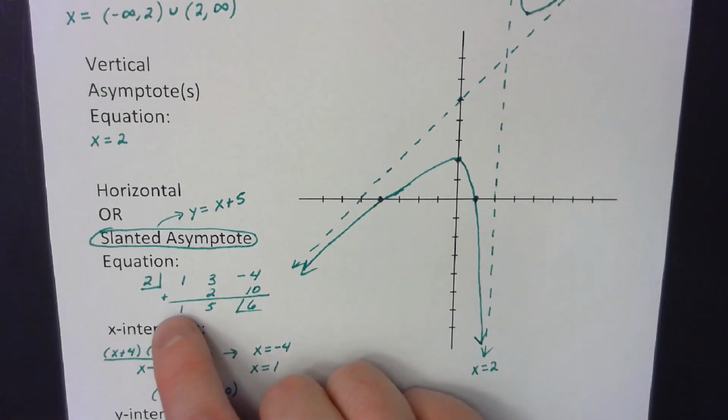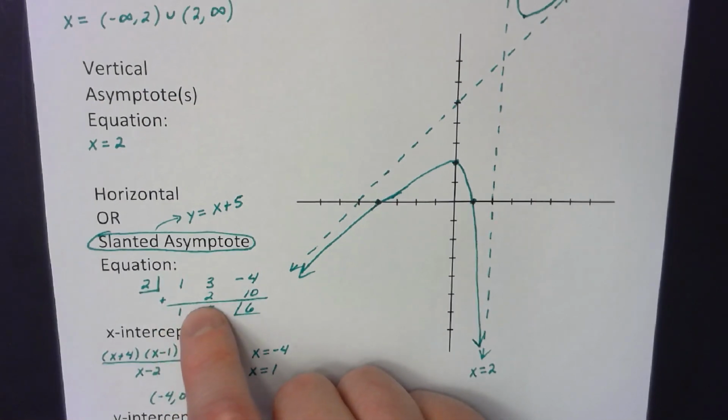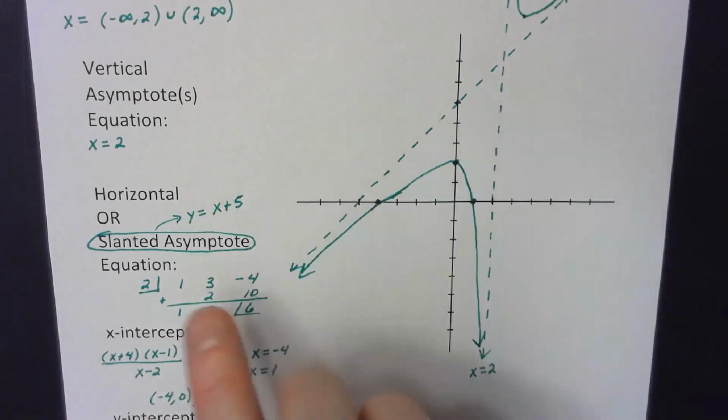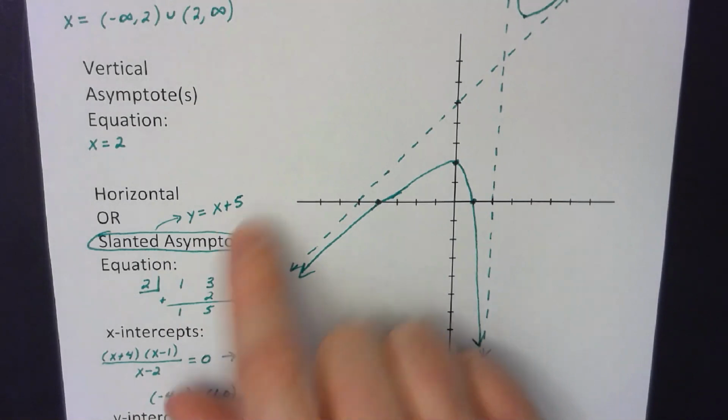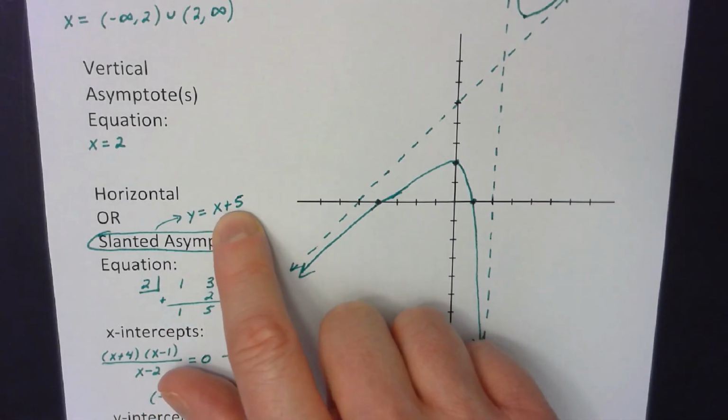Our numerator was degree 2, our denominator was degree 1, so this answer is degree 1. This is trying to tell you that your answer is x plus 5, and it would be plus 6 divided by x minus 2. We ignore the remainder though, so you just say, y equals 1x plus 5. That is our slant asymptote here.